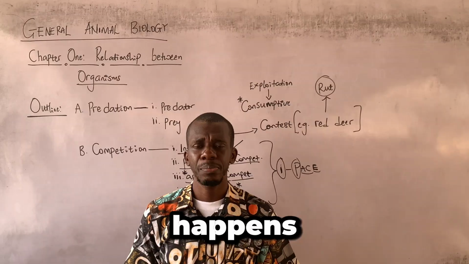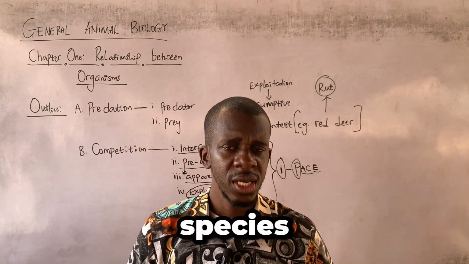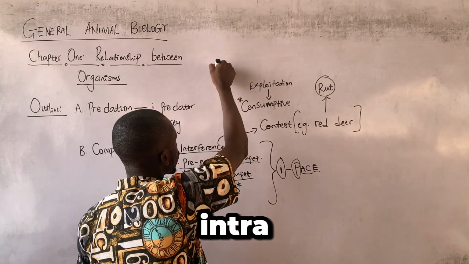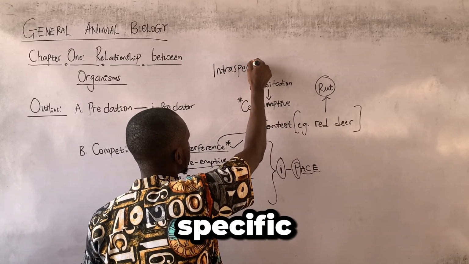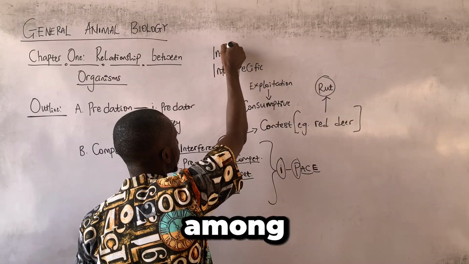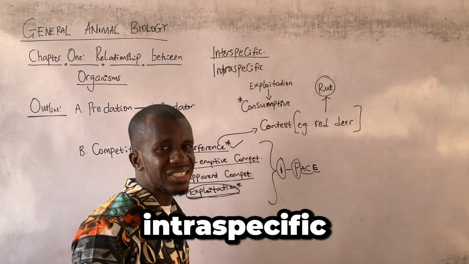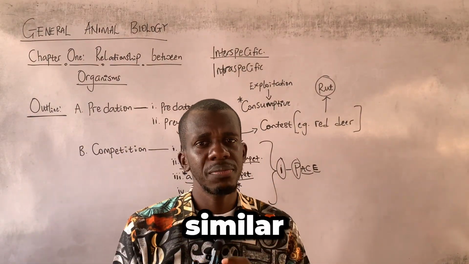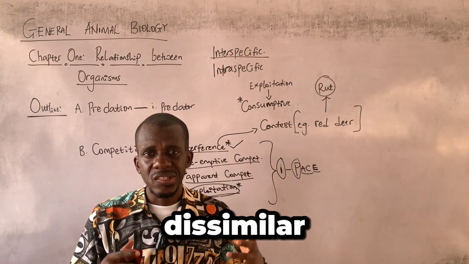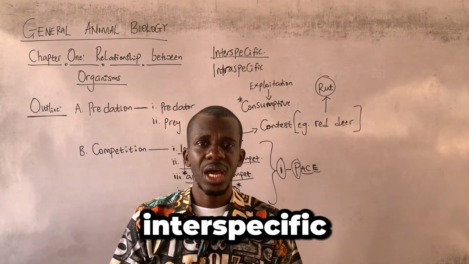Now, when competition happens between organisms of the same or similar species, it is called intraspecific competition. Intraspecific. You see that? Good. But when competition occurs among dissimilar species, it is said to be interspecific. Competition between similar is intraspecific. Competition between dissimilar, that is species that are unalike, they are different, is said to be interspecific.